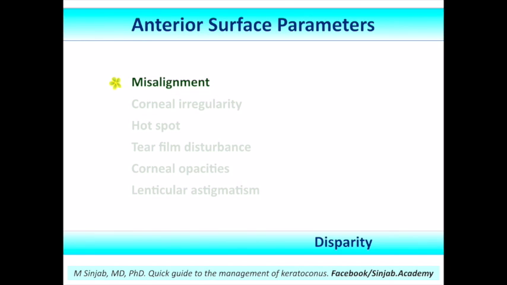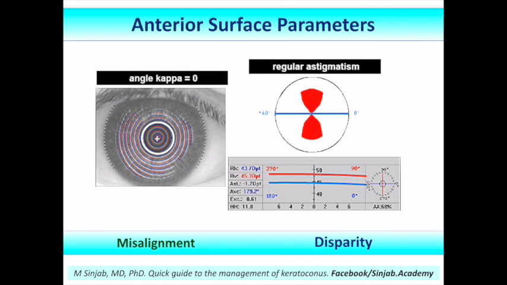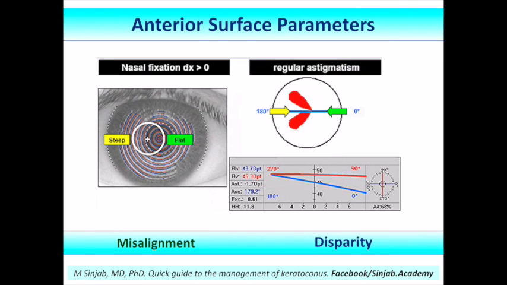Starting with misalignment. I'll show you this picture to see how misalignment during taking the capture affects the shape of the anterior curvature map. This patient has regular astigmatism, as you see here, with the rule astigmatism as a symmetric bow tie. Now, this patient now is looking aside, but in a horizontal direction. I mean, there is a horizontal displacement of the centration or the fixation target.